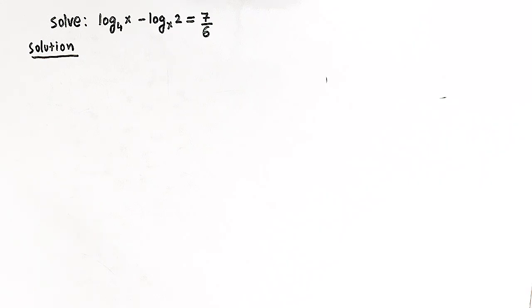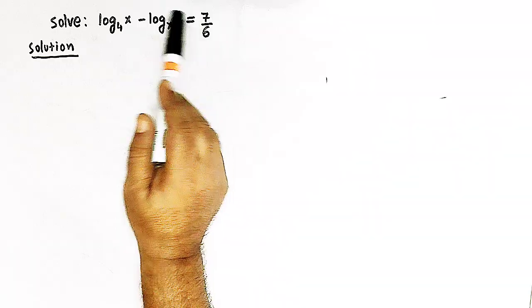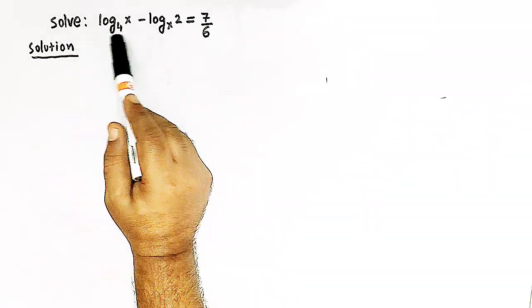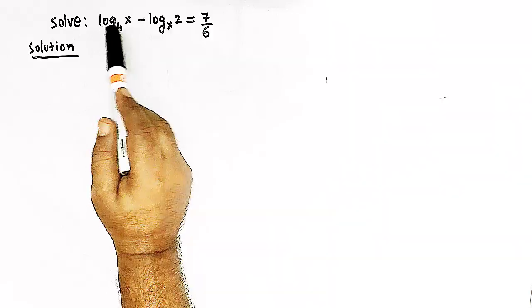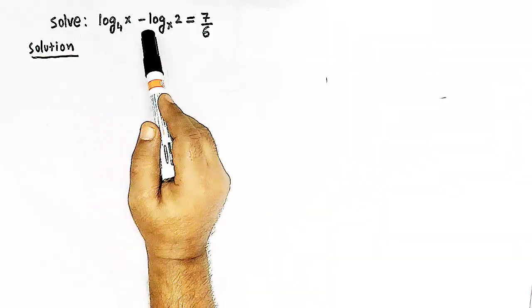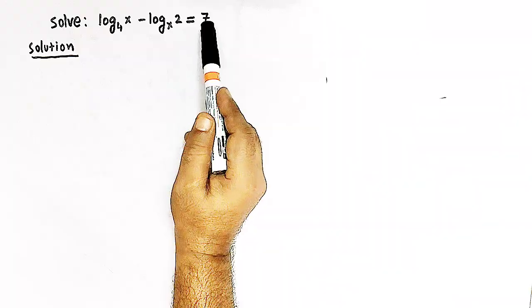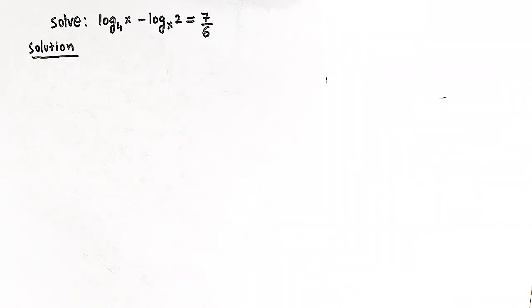Hello viewers, in today's session we are going to discuss the solution of this logarithmic equation. So here we have to solve this equation where we have logarithm of x to the base 4 minus logarithm of 2 to the base x is equal to 7 over 6, right?